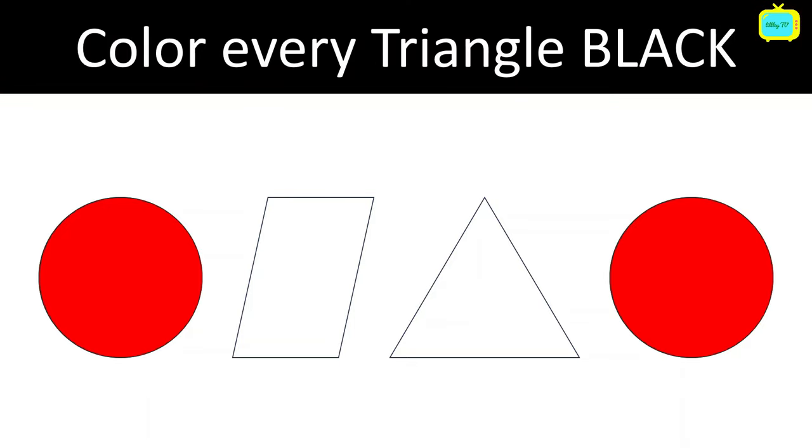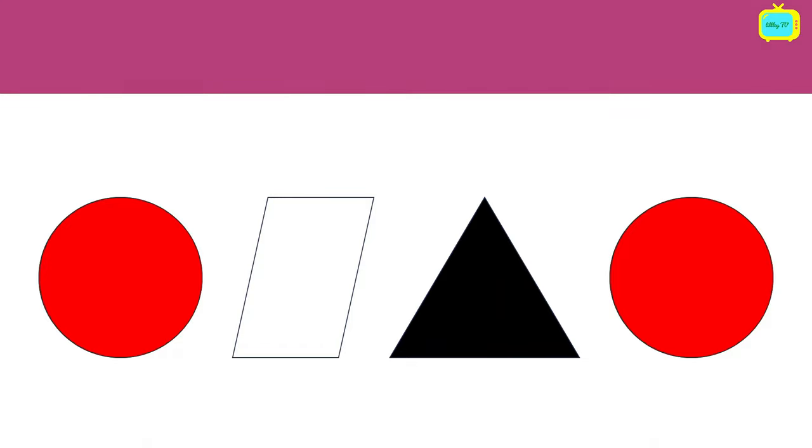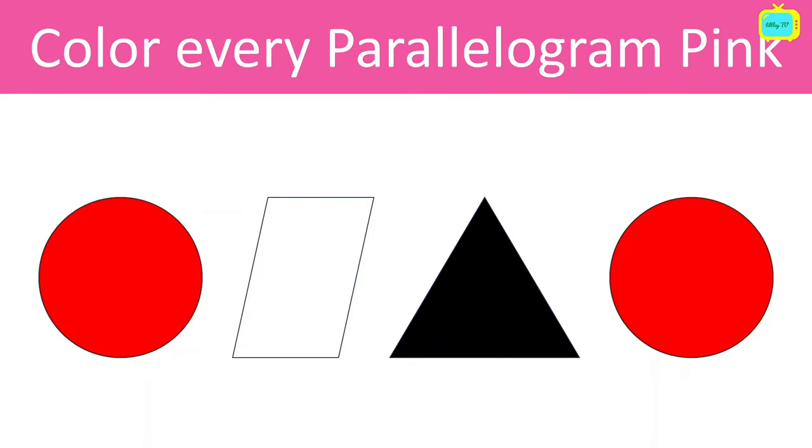So kids, now we have to color every triangle in black. Can you see triangle? Yes, let's color it in black color. Wow! Black triangle. So kids, now we have to color parallelogram in pink color. Let's do it. Yes, it's pink parallelogram.